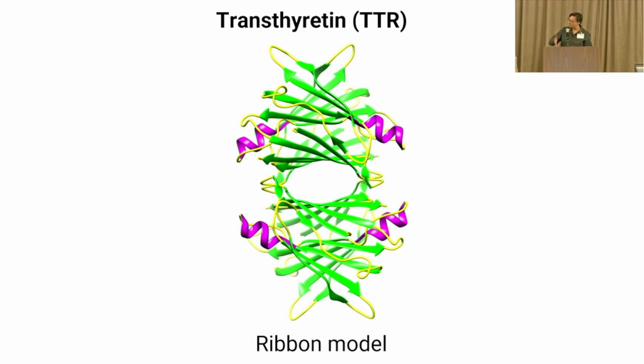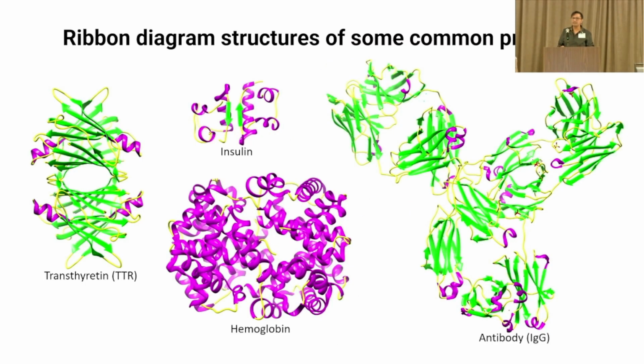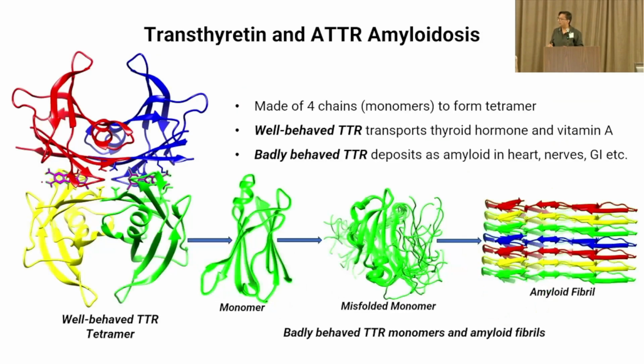There's a vertical axis of symmetry, a horizontal axis of symmetry. And here I've compared TTR to a number of other proteins. On top is the small protein insulin, made up of only 2 strands and 6 helices. Underneath that is hemoglobin. It's made up of only helices. It has no strands. And then beside that is the Y-shaped antibody molecule. And that's got a nice assortment of strands and a couple helices, not unlike TTR.